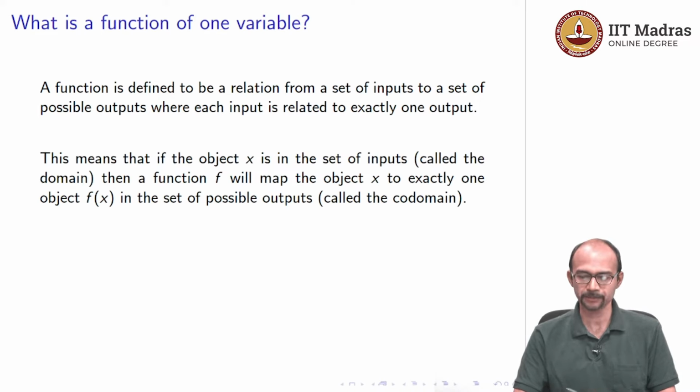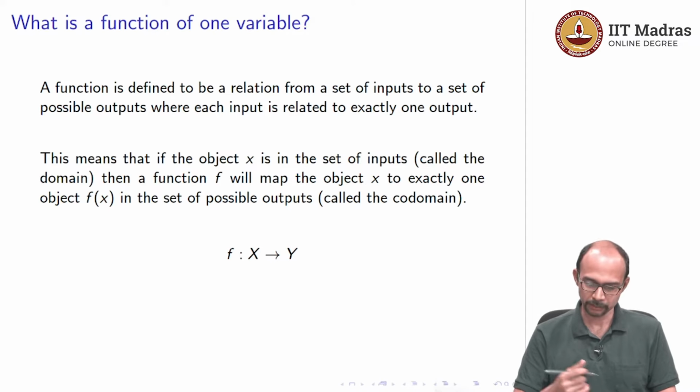This means that if the object x is in the set of inputs, which is called the domain, okay, this now you may remember, then a function f will map the object x, or take the object x, or change the object x, or translate the object x. You can use any of these words, or transform the object x to exactly one object f(x) in the set of possible outputs. This is called the codomain. Okay, so this is a very general idea of a function, and so yeah, maybe at this point we should say not function of one variable, but what is a function.